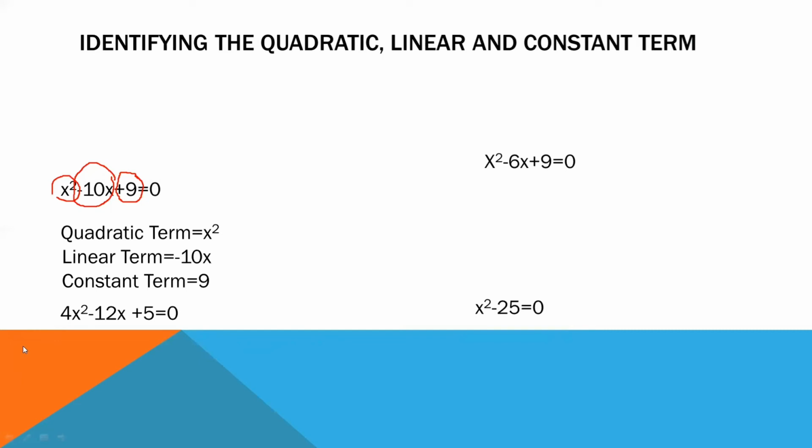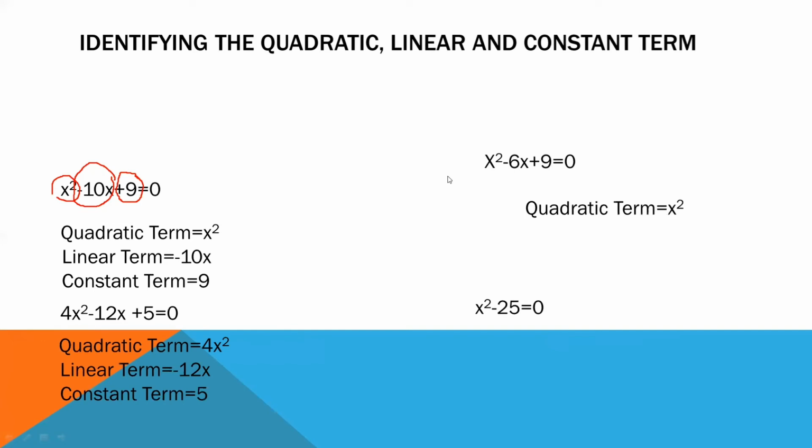So, in this equation, so second equation natin, the quadratic term is positive 4x squared. The linear term is negative 12x. And the constant term is positive 9. So, next equation natin, x squared minus 6x plus 9. The quadratic term is x squared. The linear term is negative 6x and the constant term is 9. So, next natin is the x squared minus 25 is equal to 0.